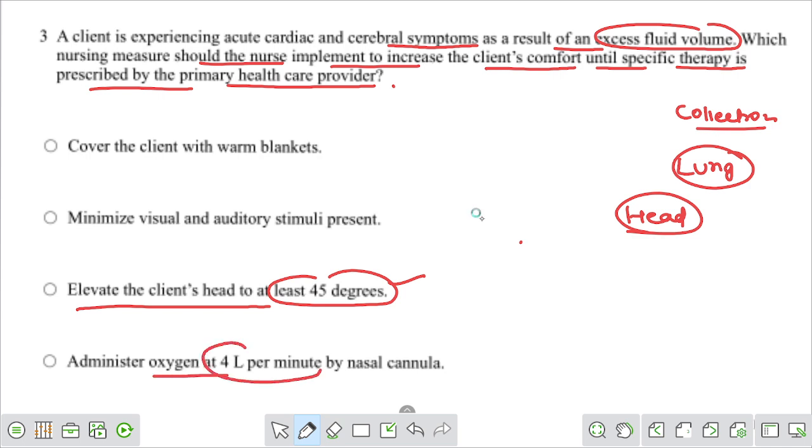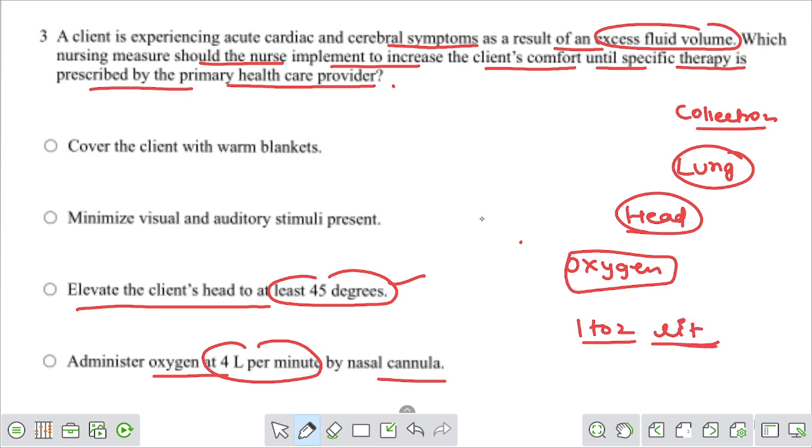Administering oxygen at 4 liters per minute by nasal cannula is not the answer here, because oxygen is considered a drug and oxygen is not to be administered without the prescription of the healthcare provider, meaning when the physician orders it, then you can administer the oxygen. In an emergency situation the staff nurse can also administer oxygen, but 1 to 2 liters per minute, not more than that. And in the option there is 4 liters per minute, so this option is wrong. The right answer is to elevate the head of the bed at least 45 degrees.